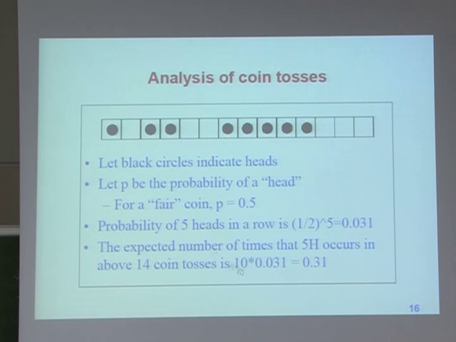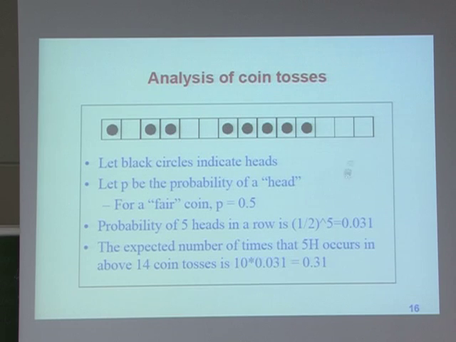So it's 10. We can start this experiment from 10 different places. Let's see: 1, 2, 3, 4, 5, 6, 7, 8, 9, 10. So this is the last time I can start this experiment. Similarly, if you're going to do m coin tosses and you want to observe L heads, it's m minus L plus 1. You can try this experiment that many times in m coin tosses.